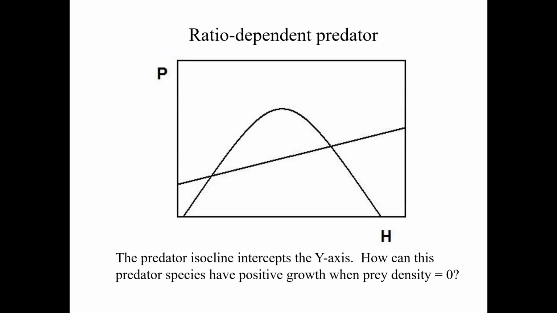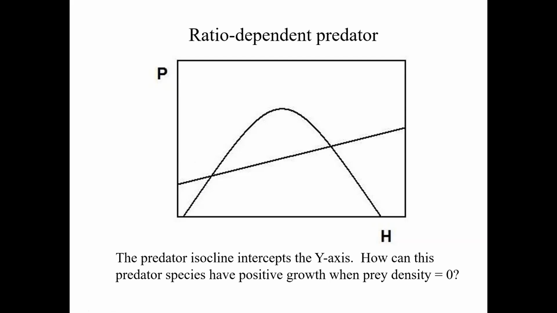Now, we get some interesting things when we allow the predator isocline to change, when we relax the assumptions of density dependent and make it more ratio dependent. Notice that this one hits the y-axis. That means that there are enough prey here for the predator to increase. The predator can increase in this little segment, even though the number of prey could be 0. How's that possible?